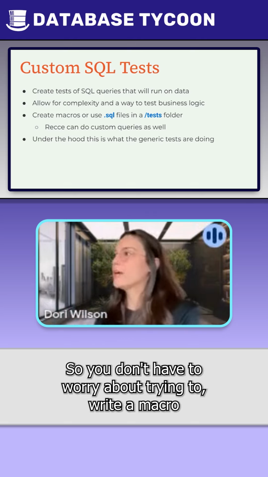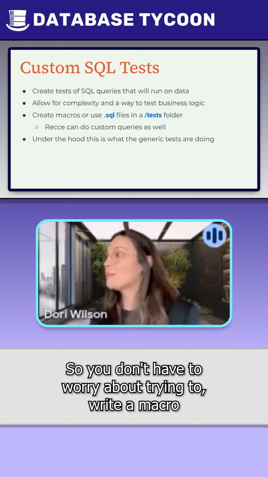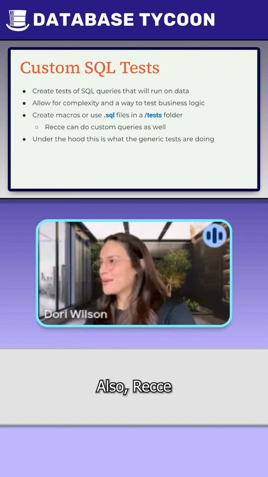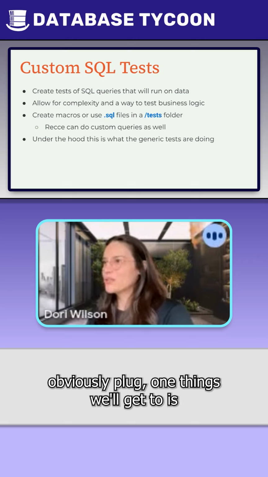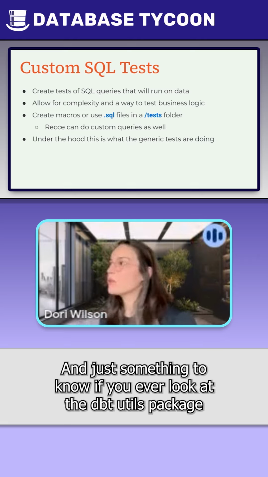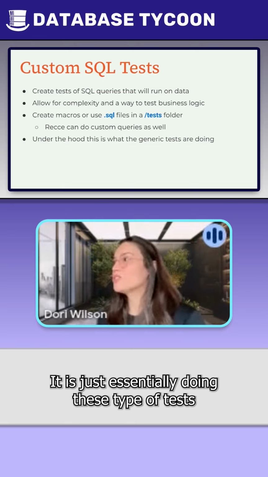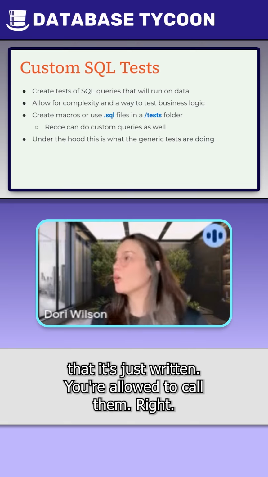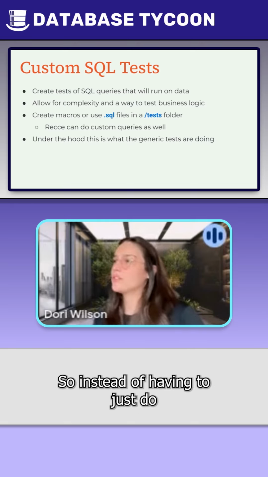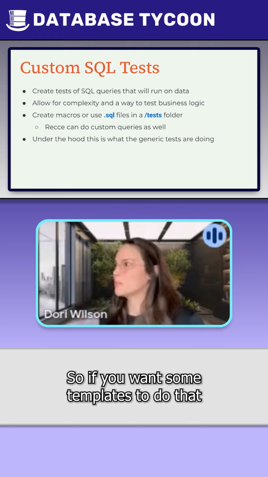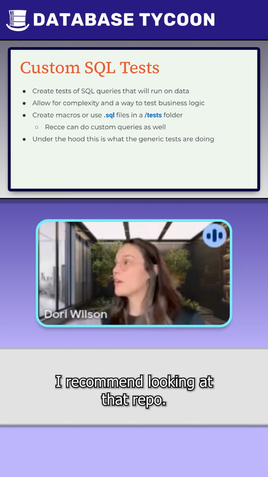So you don't have to worry about trying to write a macro if you don't want to deal with that type of YAML. Also, obviously plug, and one thing we'll get to is we can do custom queries as well. And just something to know, if you ever look at the DBT utils package, under the hood, it is essentially just doing these type of tests that it's just written. You're just allowed to call them, right? So instead of having to just do DBT utils for macros, you can also write macros in the same way. So if you want some templates to do that, I recommend looking at that repo.